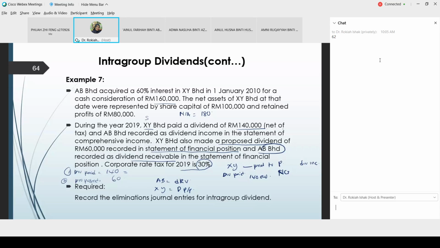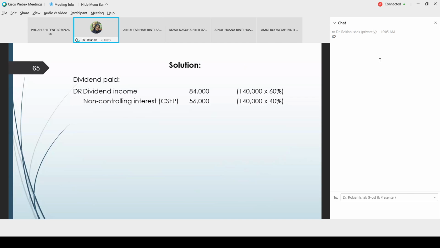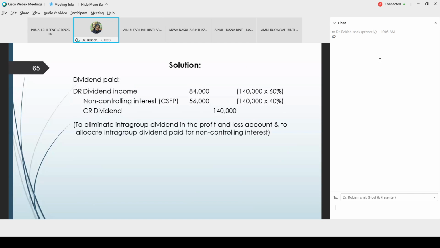So you need to prepare the elimination journal entries for the intra-group dividends. Remember that we have two things here. One is the dividend paid. XY paid dividend to AB, isn't it?